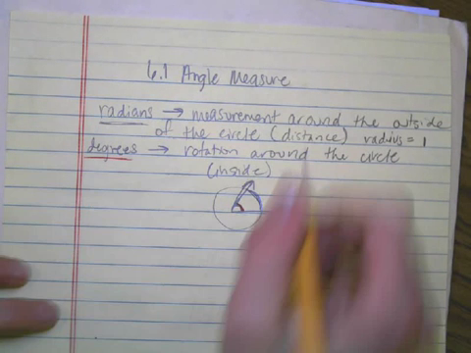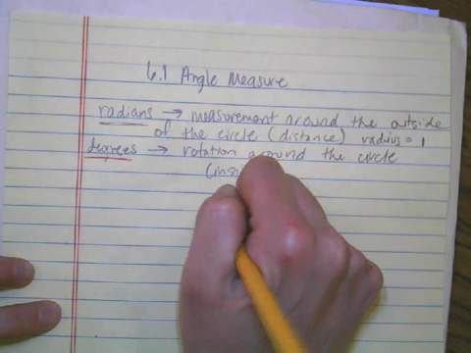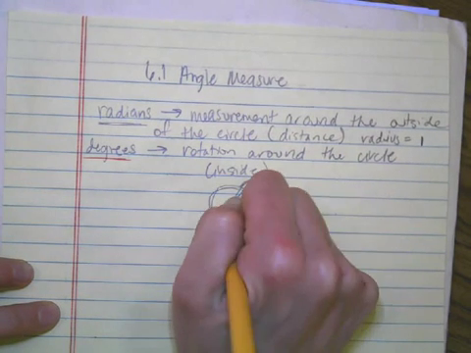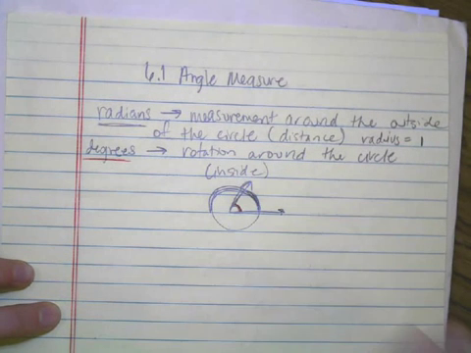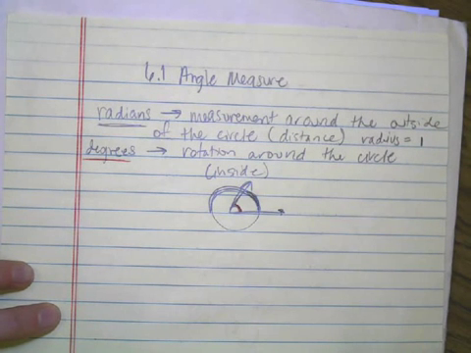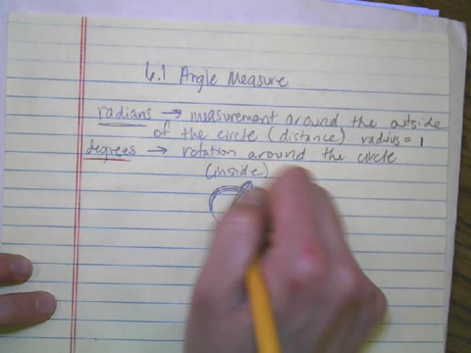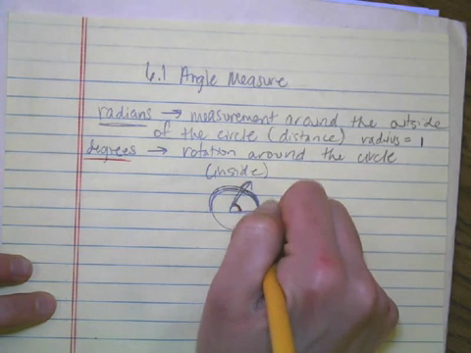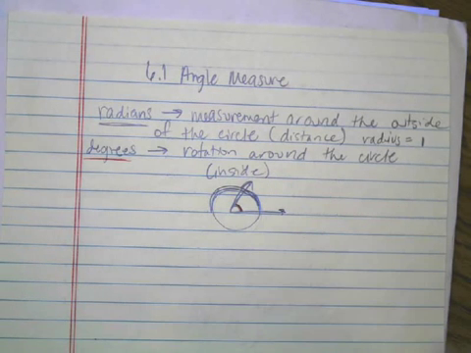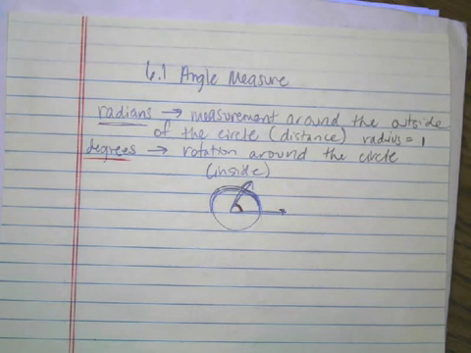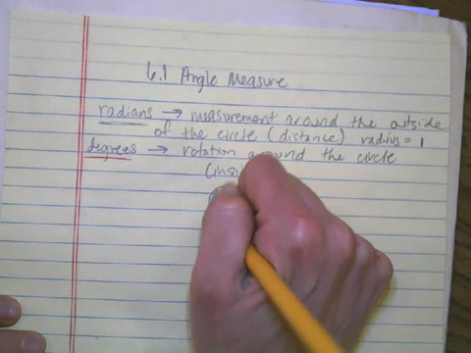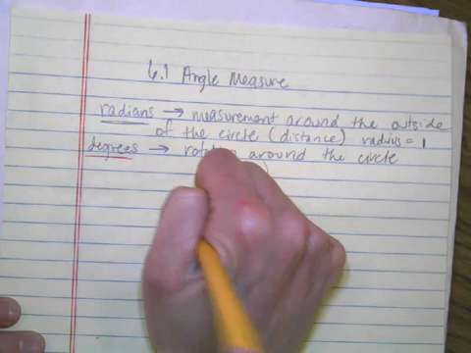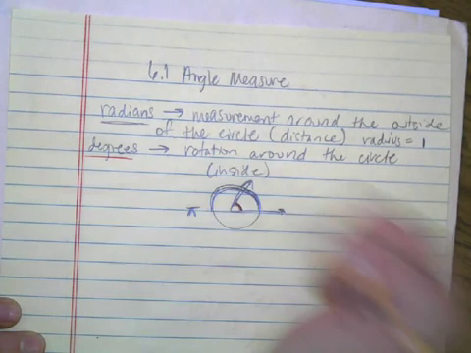Since we know that half a circle is how many radians? A whole circle is how much? That's degrees. We want radians. Not pi. A whole circle is 2 pi. A whole circle is 2 pi, so that means half a circle is how much? 1 pi. Pi. So half a circle is 1 pi.